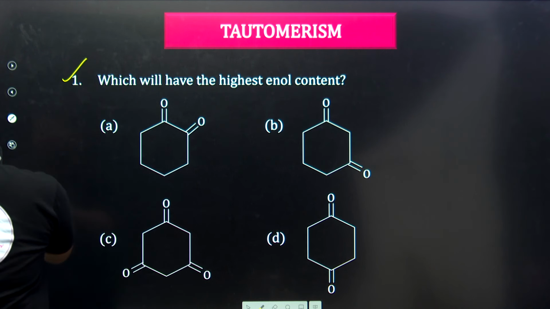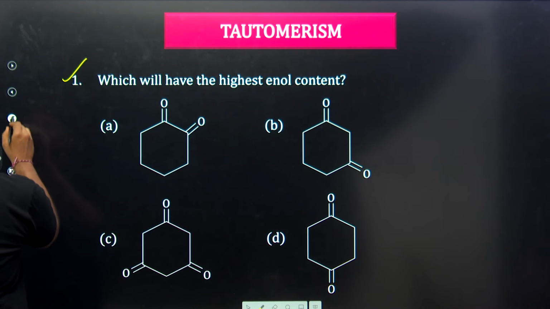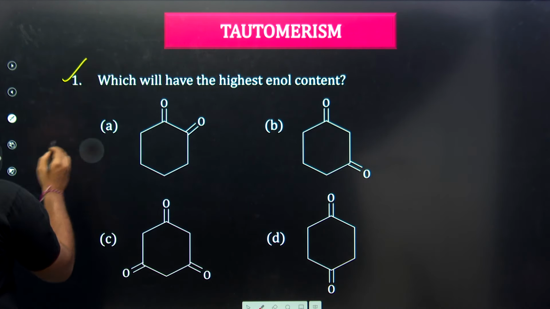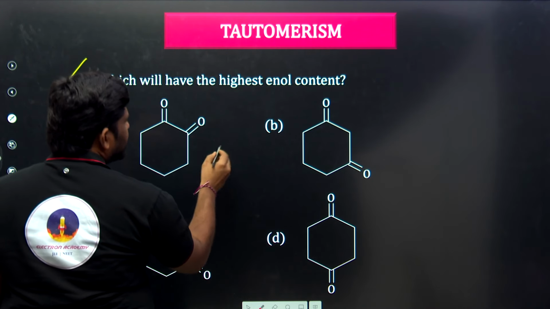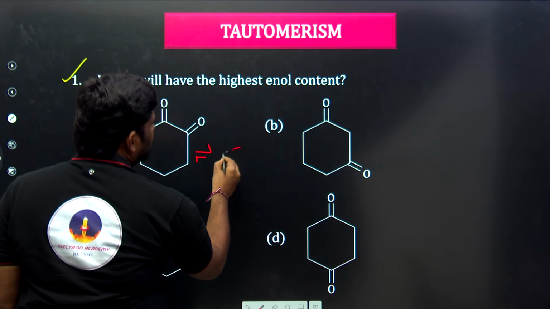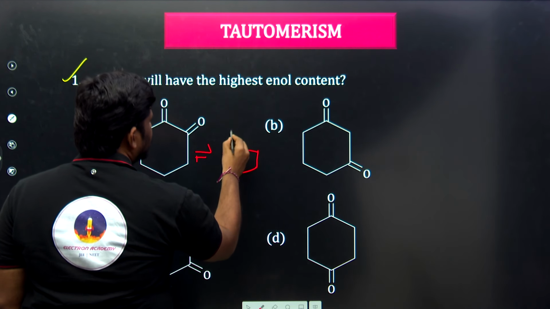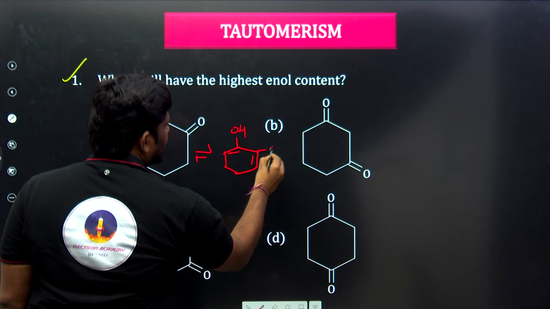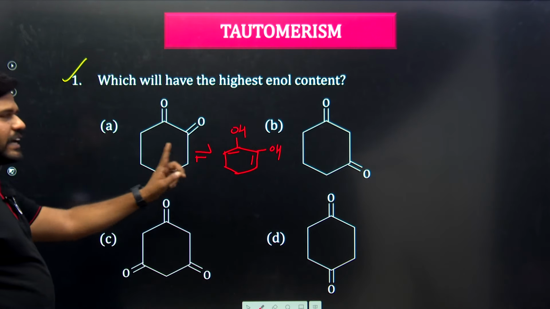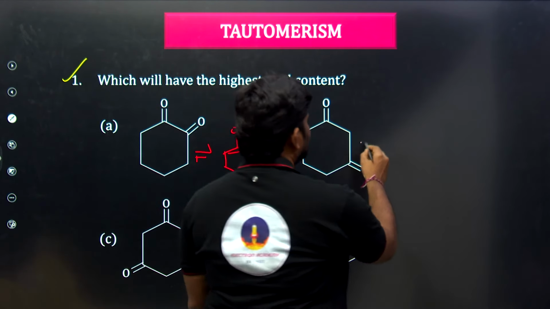Now I am writing here. Which one has more enol content here? See this. Right. I am writing here. Here we have two possibilities. Sir, what are they, sir? This one OH, this one also OH. This is the first enol formation. This one.